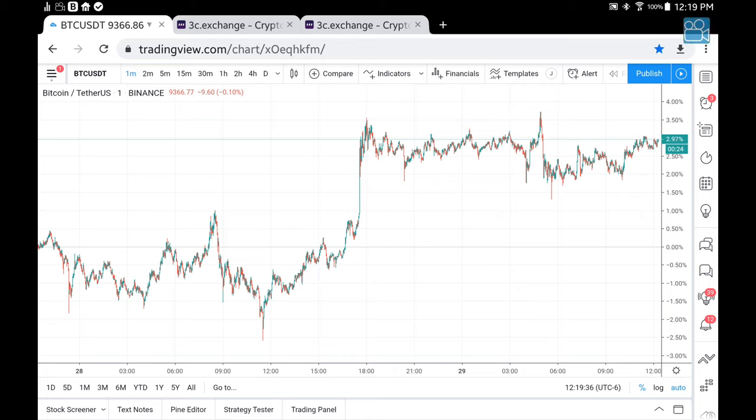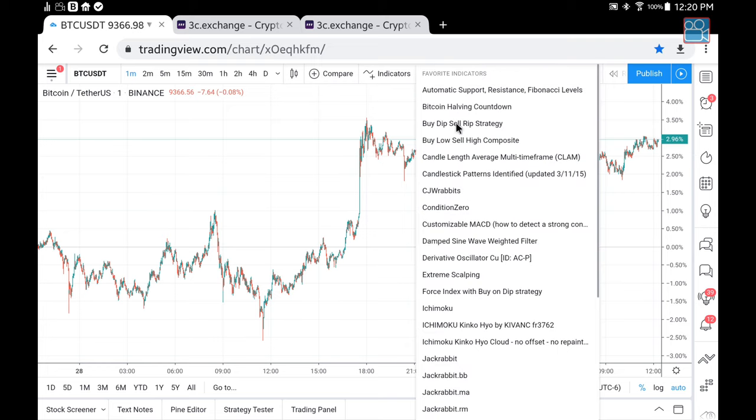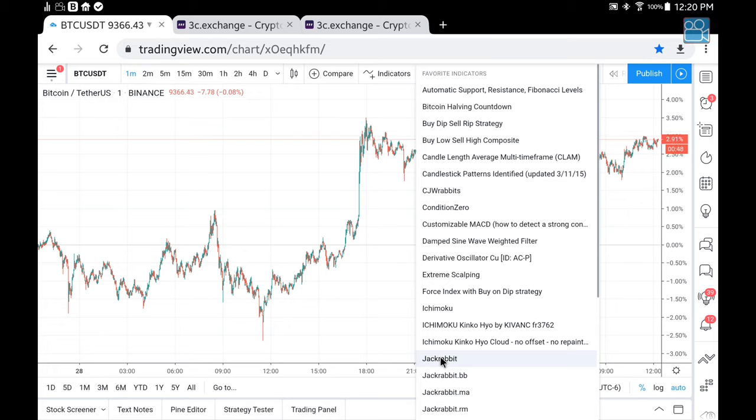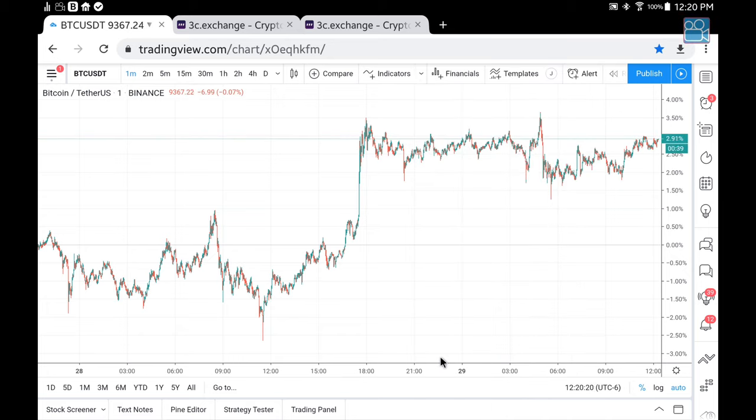Right now, we're looking at Bitcoin, and as you can see, the chart is pretty stable. I'm going to load Jackrabbit. And yes, this tablet is very slow. It's a Galaxy Tab Note 10.1, but it gets the job done. So here's Jackrabbit. Okay. And now it's loading, and going through all the 80 layers of calculations.